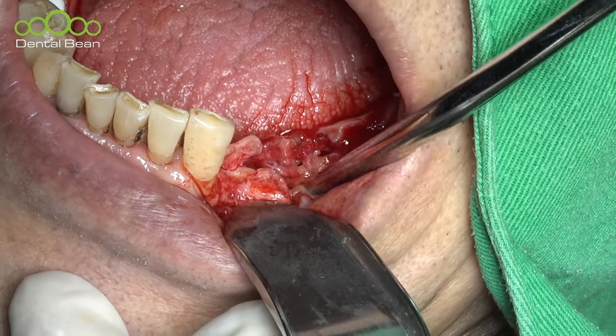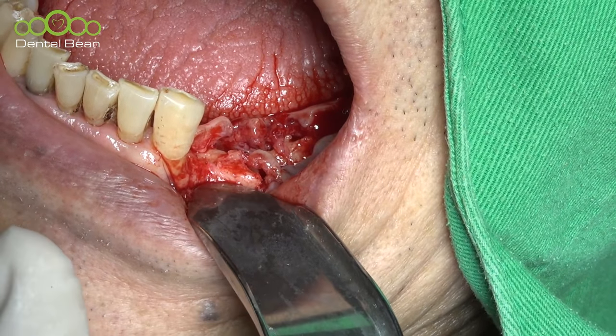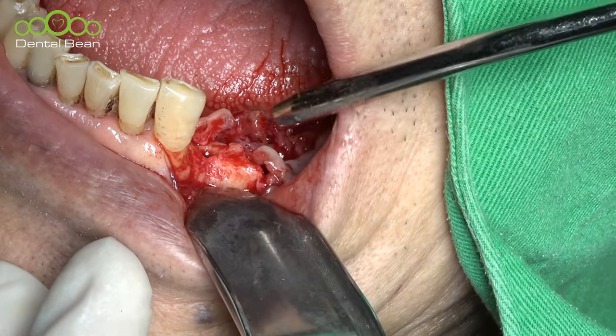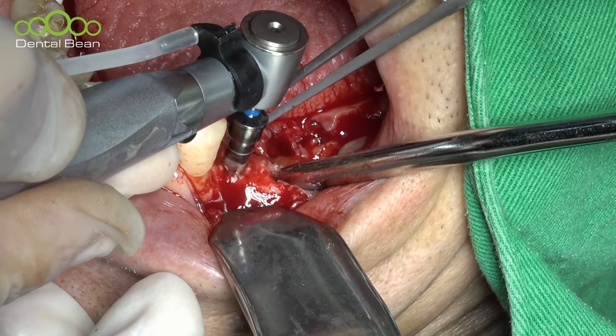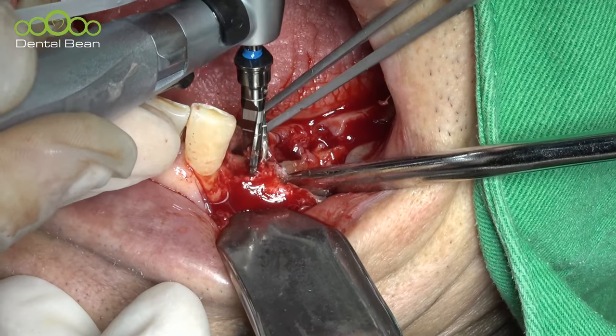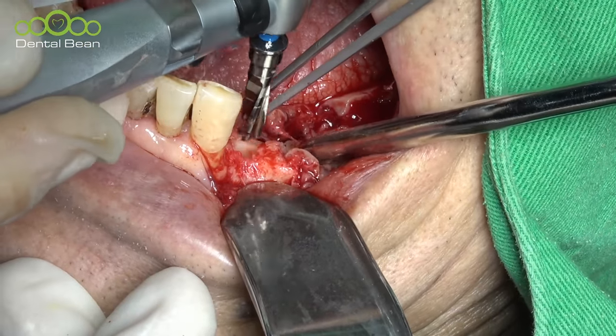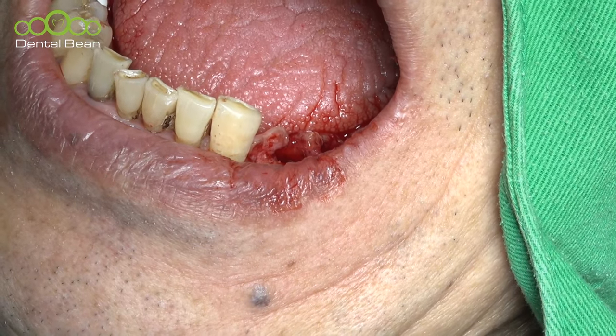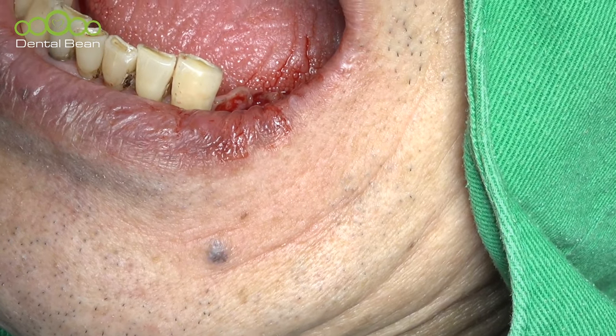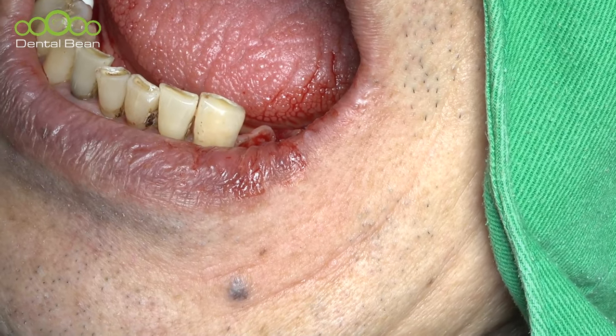Final drill, 4.5. Okay, once I want to finish the anterior implant, just the 4.5, 10, please.